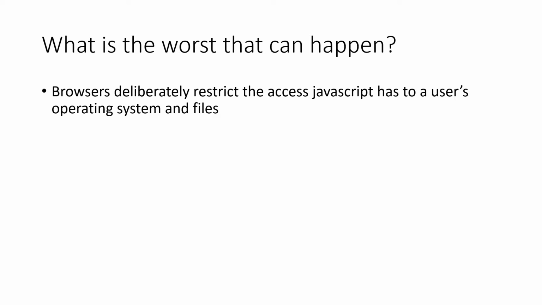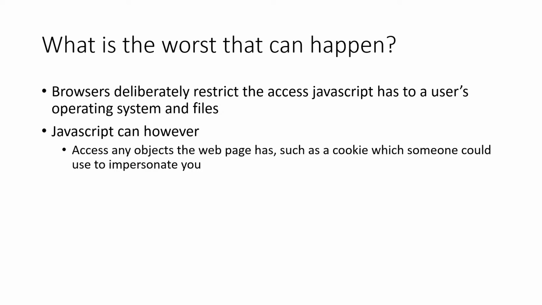Now, the browser deliberately restricts JavaScript's access to a user's operating system and files. I've made some JavaScript games, and probably the first barrier you come across is if you want someone to be able to save some data on their computer, it's something you just can't do through JavaScript for these security reasons. What you can do with JavaScript is access any object that the web page has access to, for example, a cookie. So someone could write a JavaScript to get your cookie and send it to their own server and then start impersonating you. JavaScript can make changes to the browser's DOM, so it can change what the website looks like.